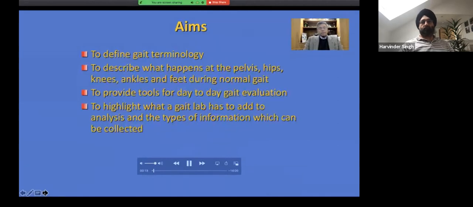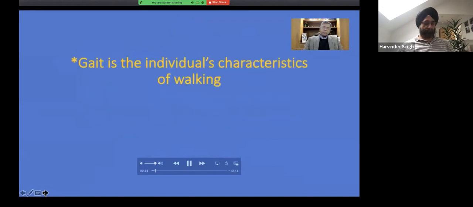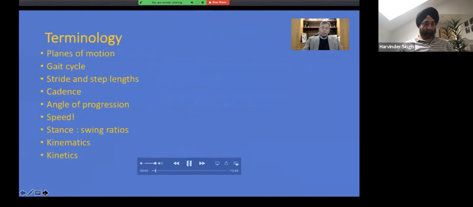The aim is to define gait terminology, to describe what happens at the pelvis, hips, knees, ankles, and feet during normal gait, to provide you with the tools for day-to-day gait evaluation, and to highlight what a gait laboratory has to offer in terms of the information that can be provided. Gait is defined as the individual's characteristic of walking.